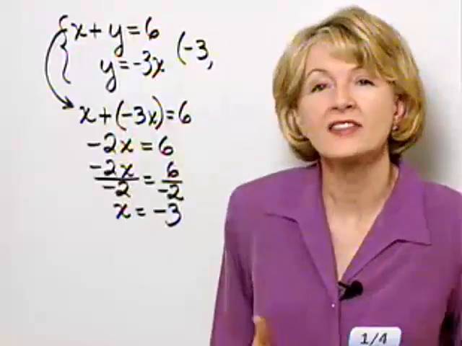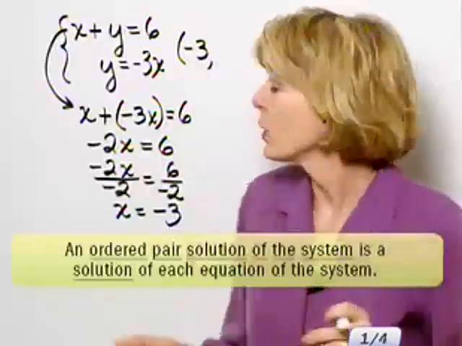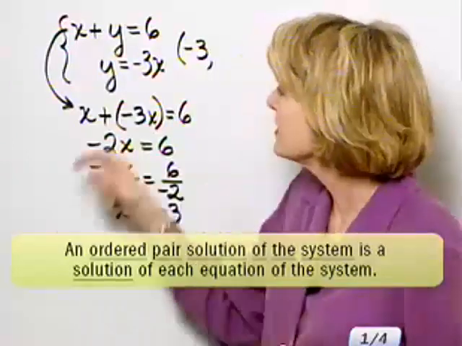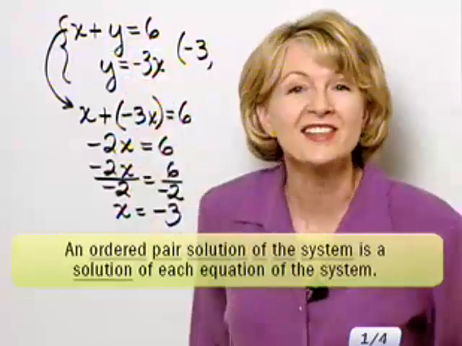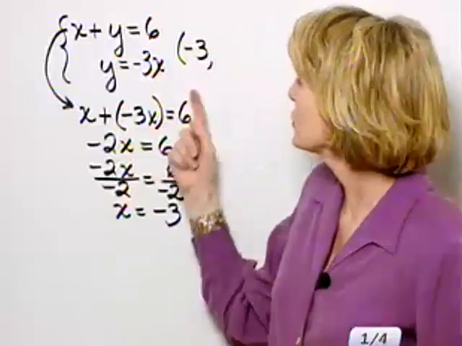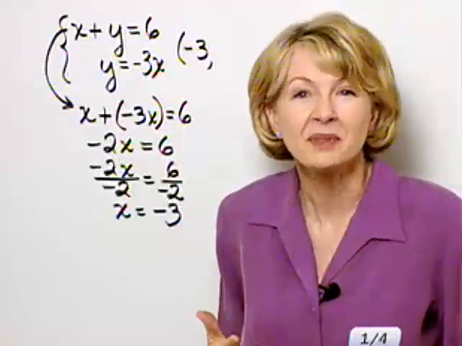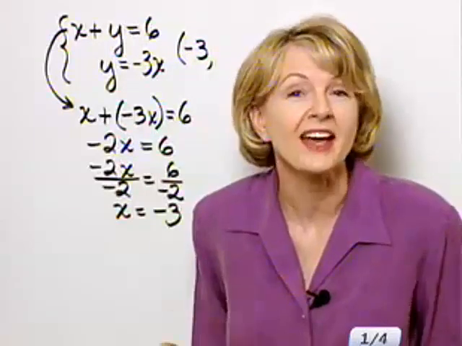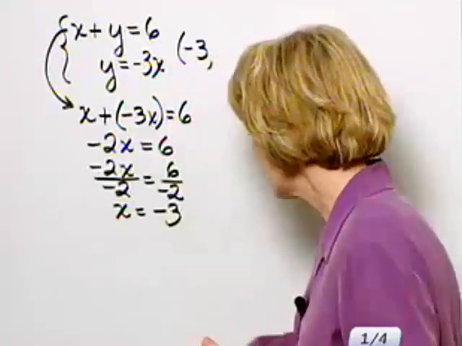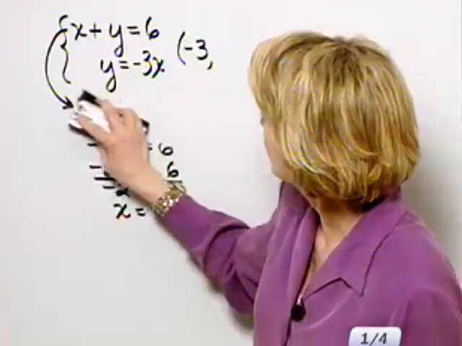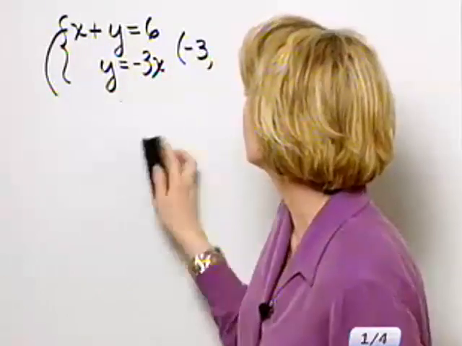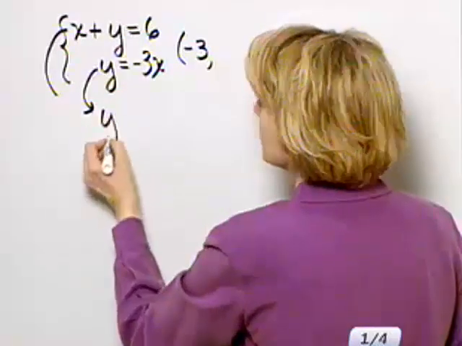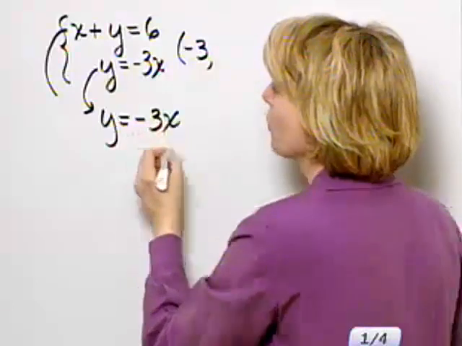How do you think we find the corresponding y value? Well, remember, if an ordered pair is a solution of the system, it is a solution of each equation in the system. So to find the corresponding y value, we simply need to choose an equation, let x be negative 3, and see what y equals. And that's what we'll do. Let's now choose an equation of the system. I'll choose this second equation since it is solved for y.